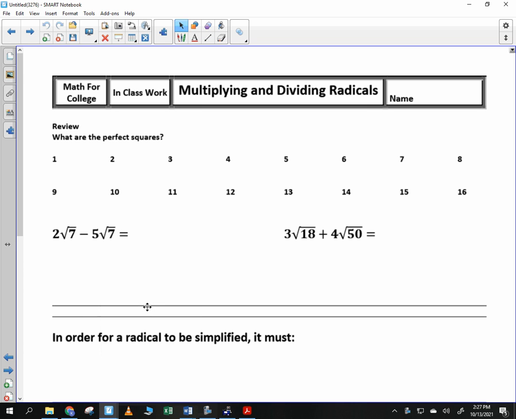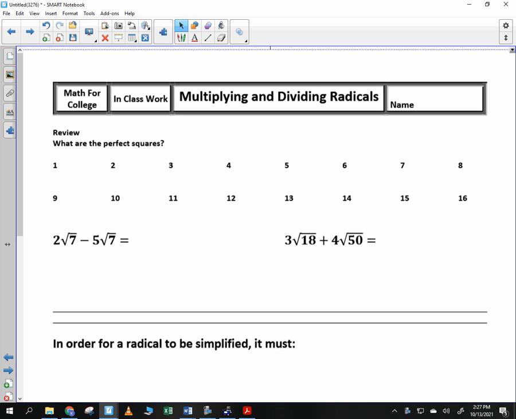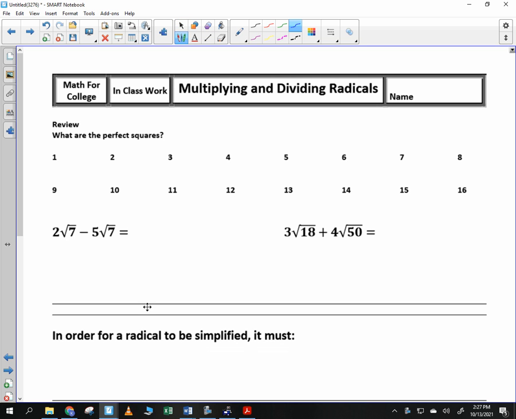I just want to review our perfect squares because we're going to use them a lot again today. Remember that 1 squared is 1. 2 squared is 4. 3 squared is 9. 16, good. 25. 36. 49. 64. Getting to larger ones, we've got 81 and 100.